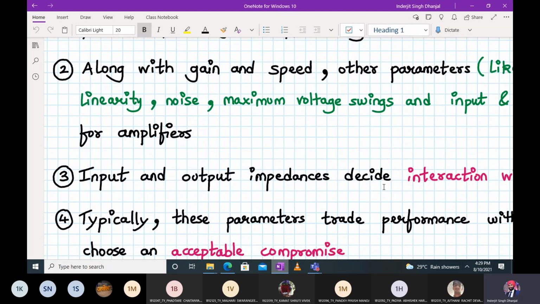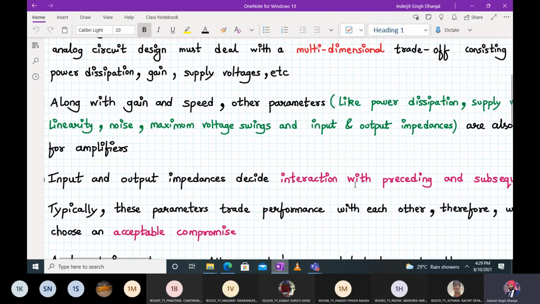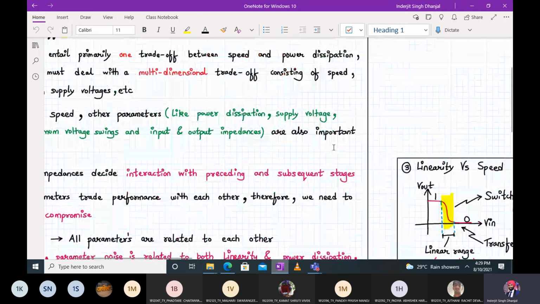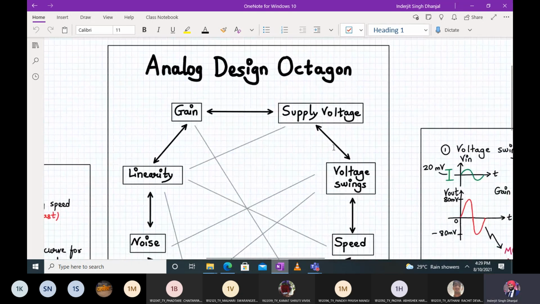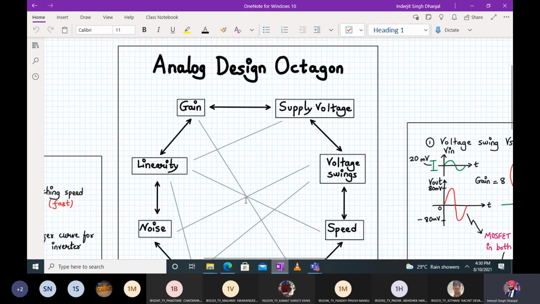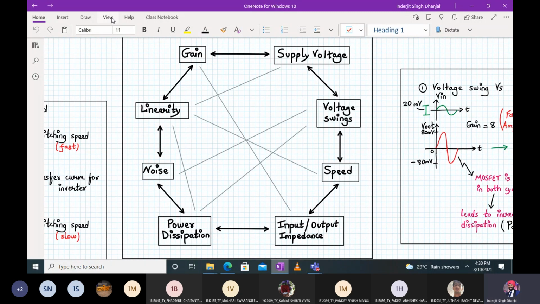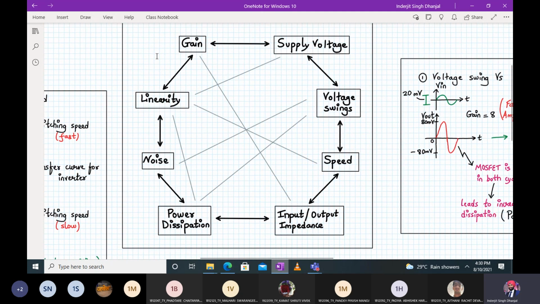We can say that the input and output impedance decide the interaction between the preceding stage and the subsequent stage. Each might decrease the performance of the other. Therefore, we need to choose an acceptable compromise, and that is represented very well in the form of the analog design octagon. Is this visible completely inside one screen? This is the analog design octagon.